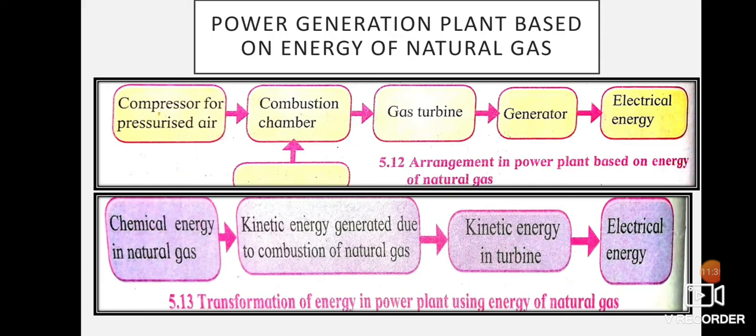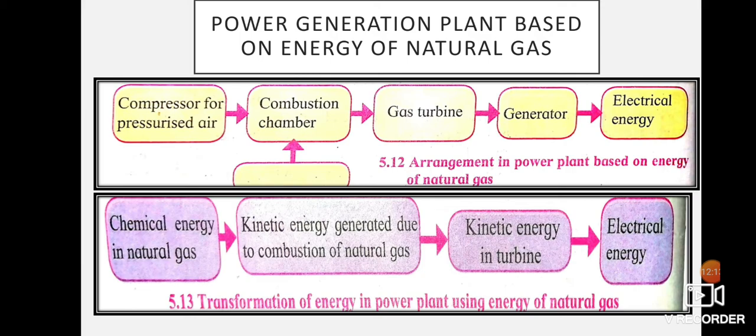Now in this power plant, the turbine is run by a gas at very high temperature and pressure generated by the combustion of natural gas. Natural gas is also a byproduct of fossil fuel, you can say. Combustion means burning of natural gas in the presence of oxygen. A flowchart can be seen here showing how the power generation plant based on natural gas works. First you see a compressor for pressurized gas, that is, air is kept under high pressure. There are three main stages here.